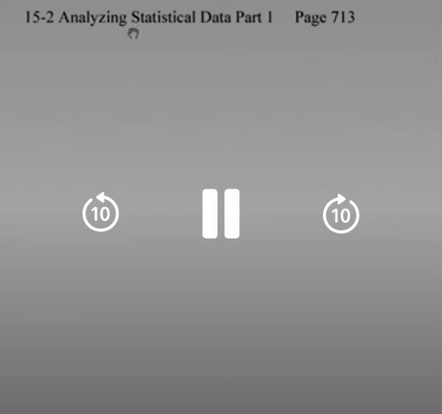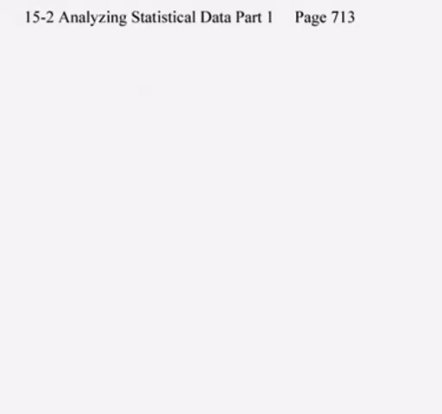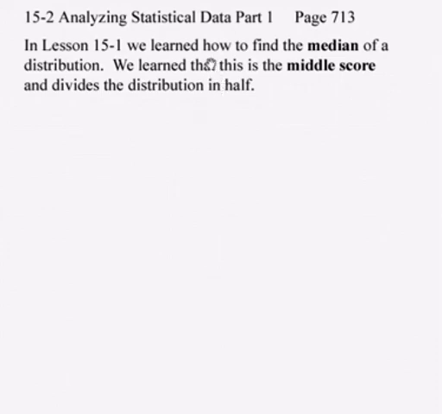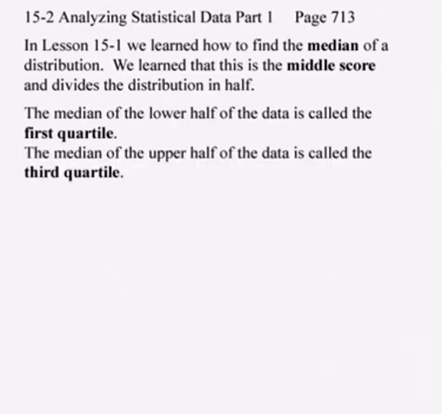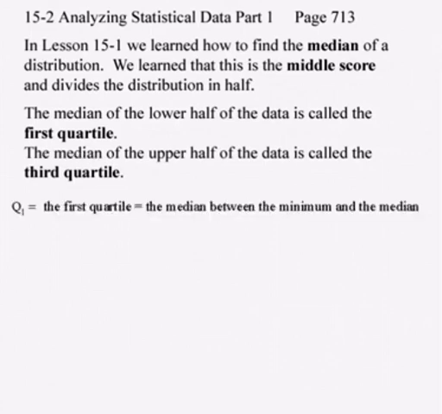We're going to continue our look at analyzing statistical data. We're going to break this up into two parts. In section 1, we learned the median, and that was the middle score, and that divides our scores in half. If we take that first half, or the lower half, and divide that in half again, we can find what's called the first quartile. If we take the upper half and look for the middle of that again, we will find what's called the third quartile.